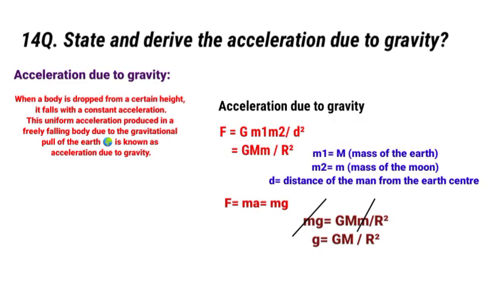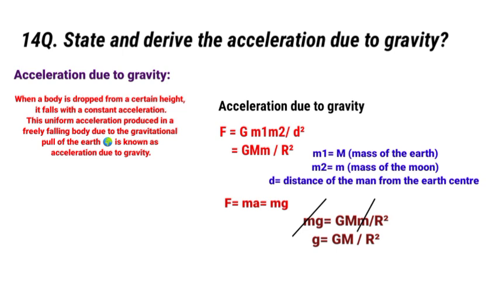State and derive the acceleration due to gravity. When a body is dropped from a certain height, it falls with a constant acceleration. This uniform acceleration produced in a freely falling body due to the gravitational pull of the earth is known as acceleration due to gravity. Now let's derive acceleration due to gravity.